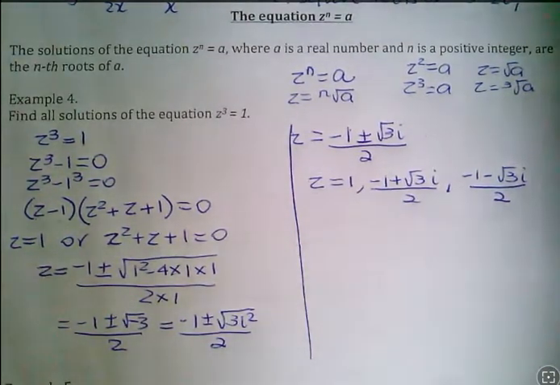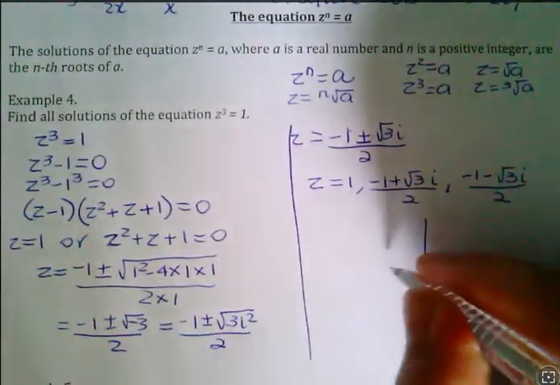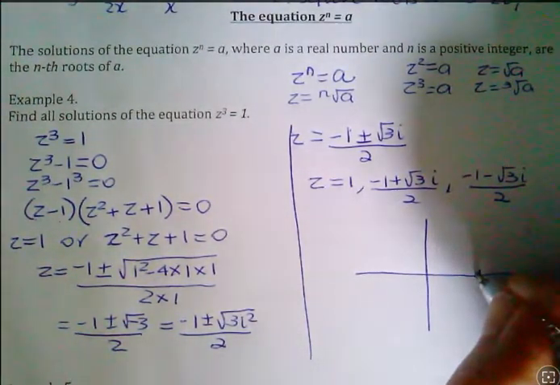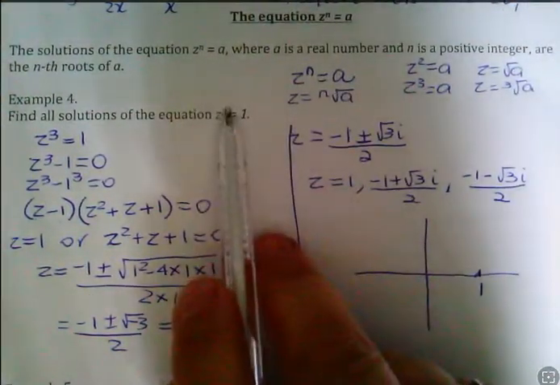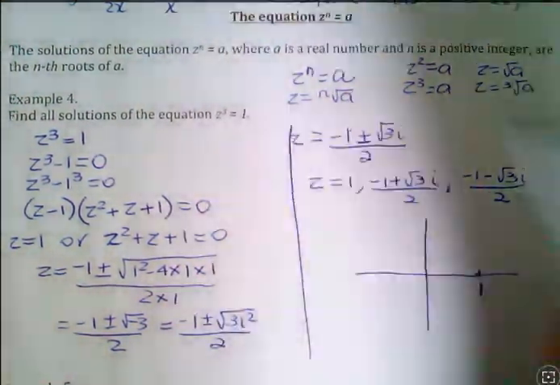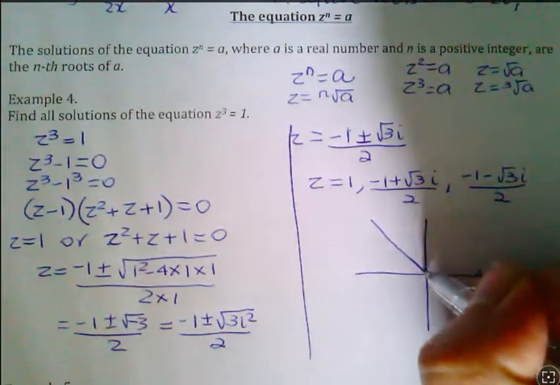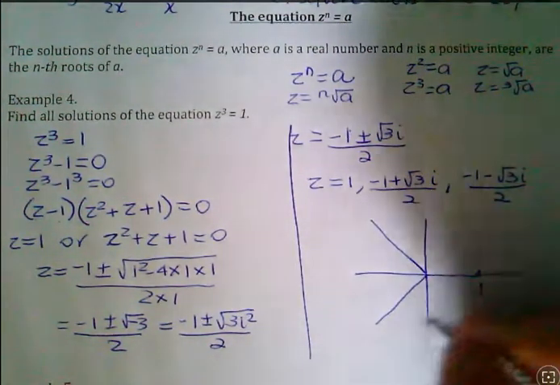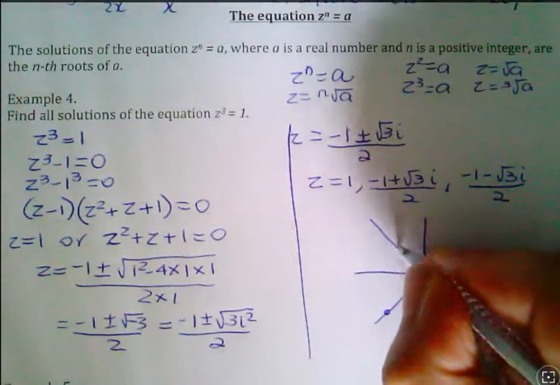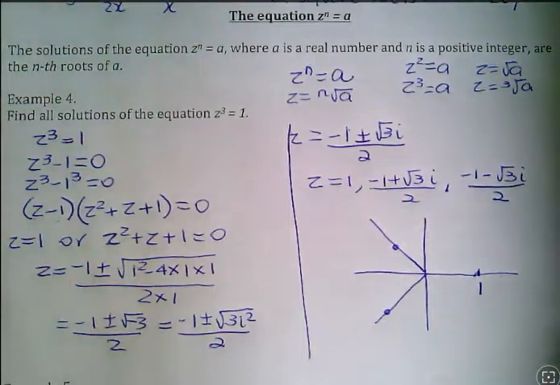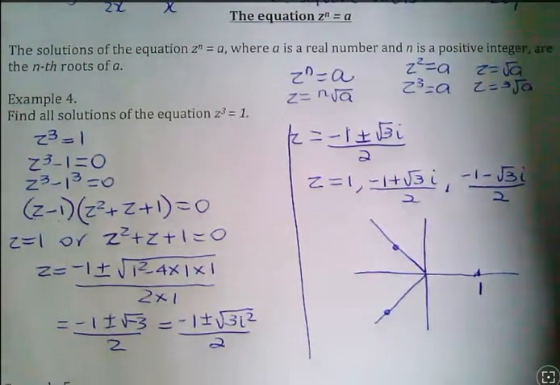Now, let's just relate that back to how we used to do this before. Remember that, for example, 1 cubed is 1. So one of my solutions is here. Remember, if you've got 3 roots, they'll be equally spaced around the circle. So the roots are actually there, here, and there.